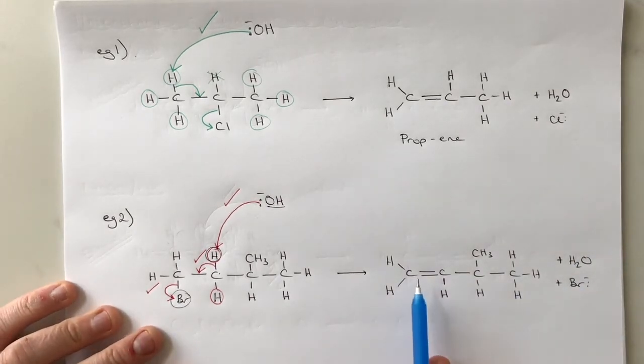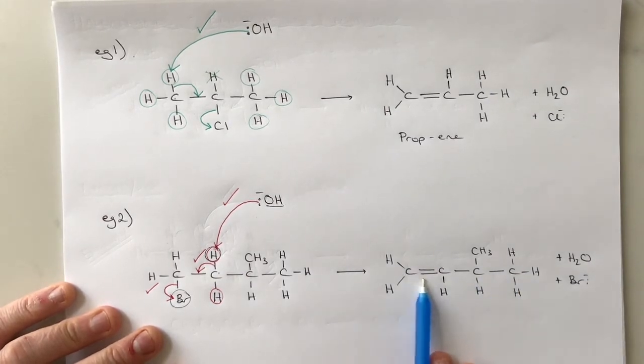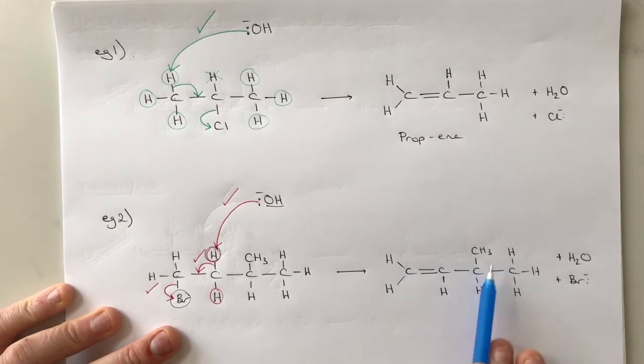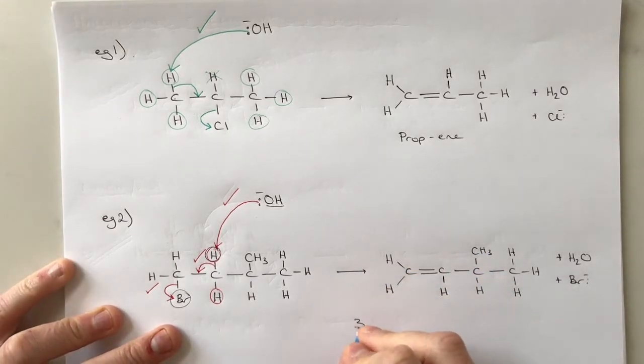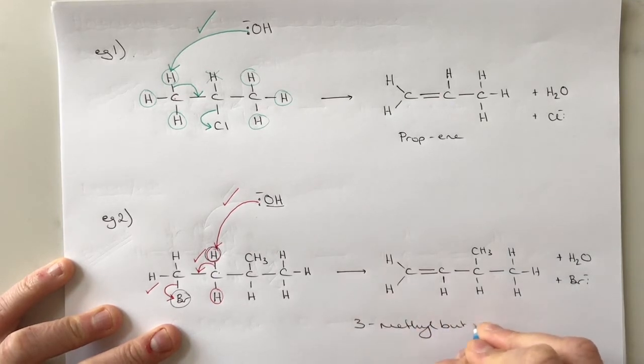So naming our product, meth, eth, prop, bute. So this is a bute molecule. It's got an alkene, so it's going to be bute-1-ene, but I've got a methyl group on carbon 3, so 3-methylbute-1-ene.